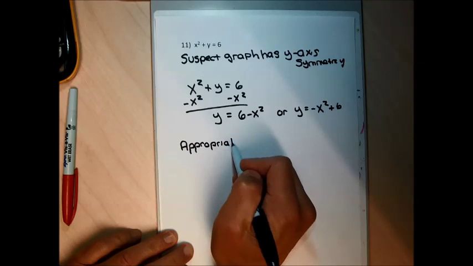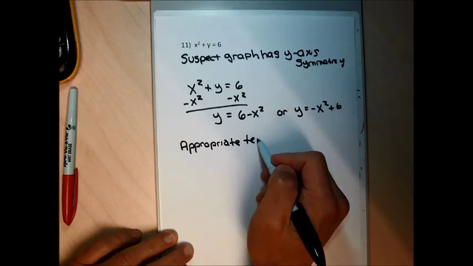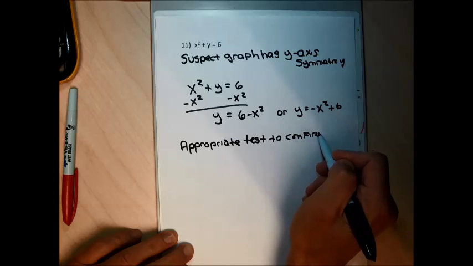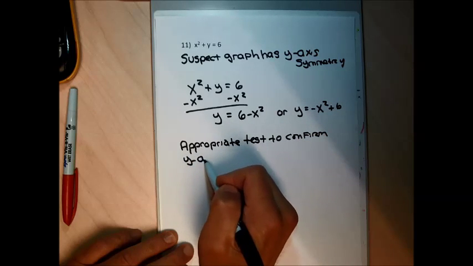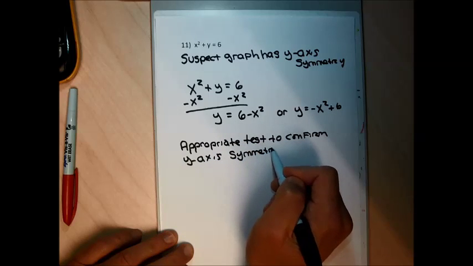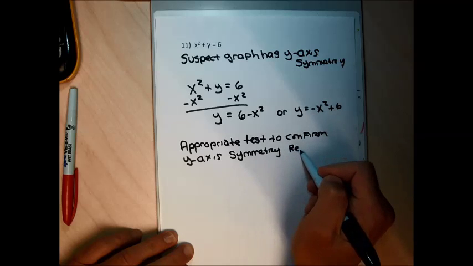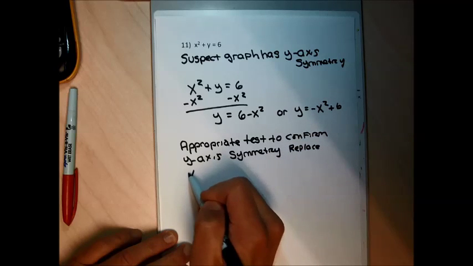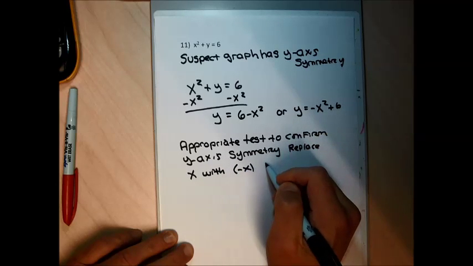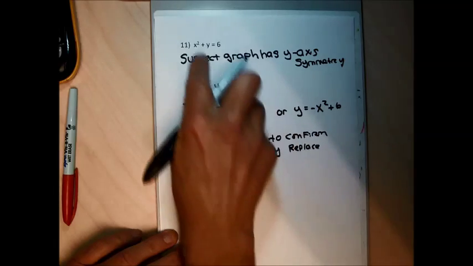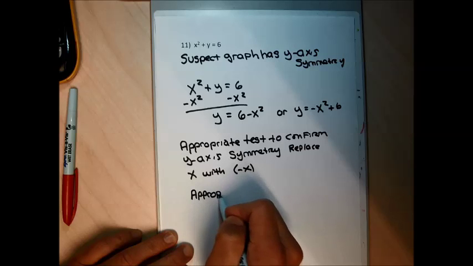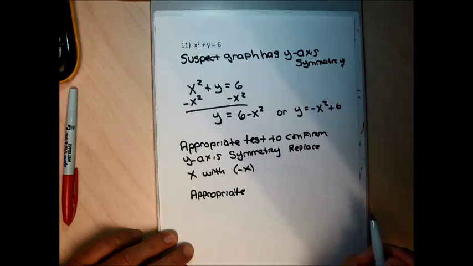And the appropriate test to confirm y-axis symmetry is to replace the x with negative x, and it has to simplify to the original problem. So for this problem right here, here's the appropriate test that's going to lead me to confirm that my guess is right and the graph isn't fooling me.